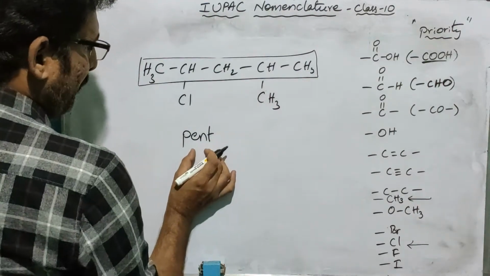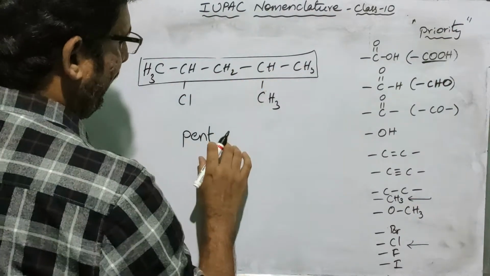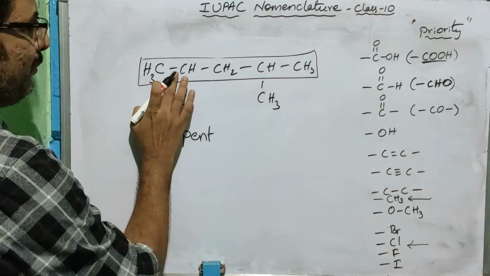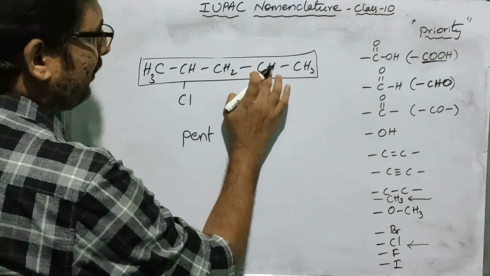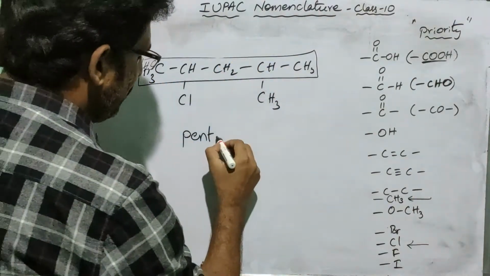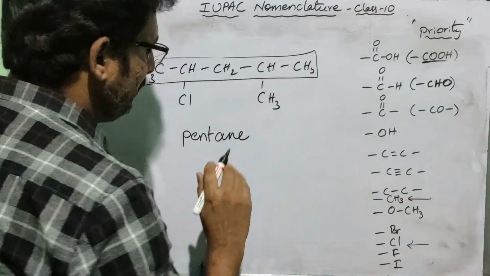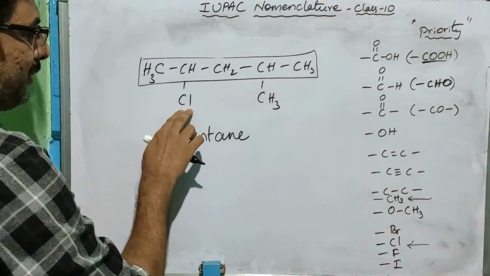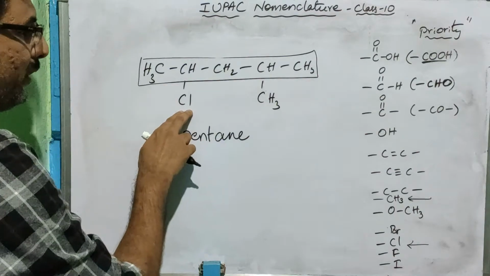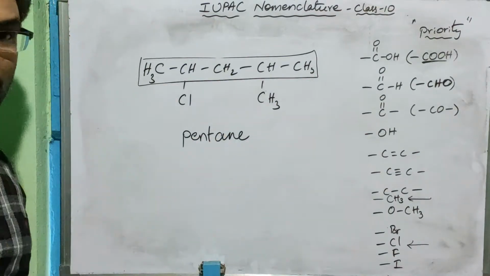So this is pent for 5 carbon atoms, and the primary suffix. Look at the bonds. Single bond, single bond, single bond. All are single bonds. So this will be pentane. Now you have 2 substituents over here. One is chlorine and the other one is methyl.